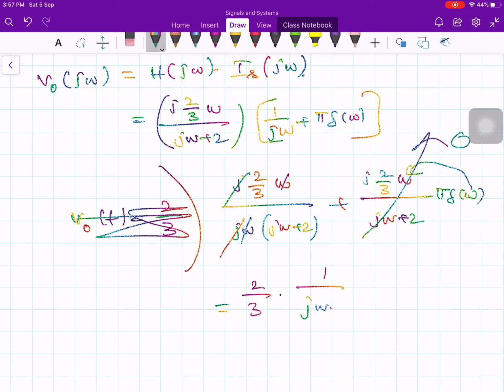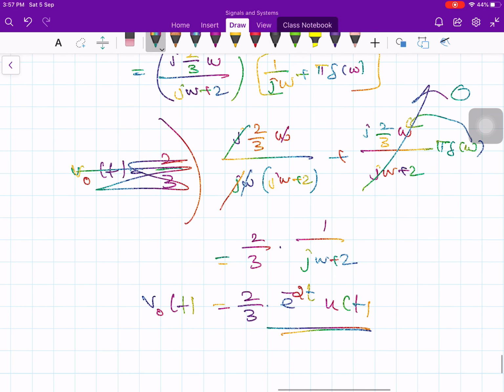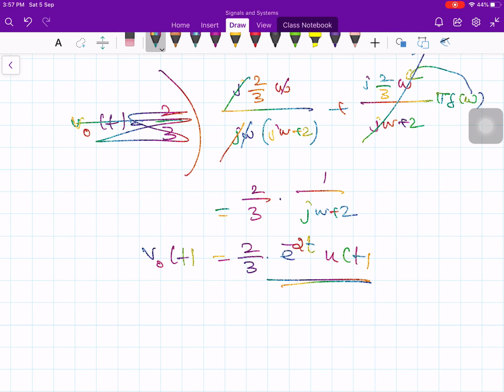So if you take the inverse Fourier transform, then V of t is equal to 2 by 3 times e to the minus 2t u of t. That's it. So that's how you calculate the transient performance of a network using the Fourier transform concept. Using steady state methods, you can evaluate H of j omega either experimentally or through analytical calculations.